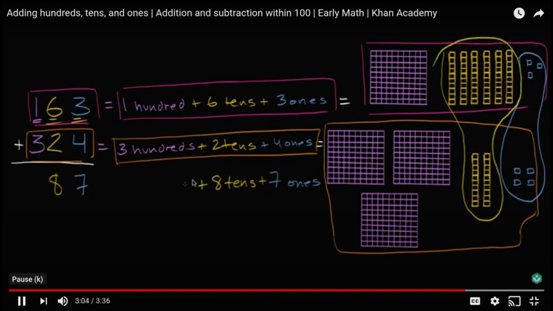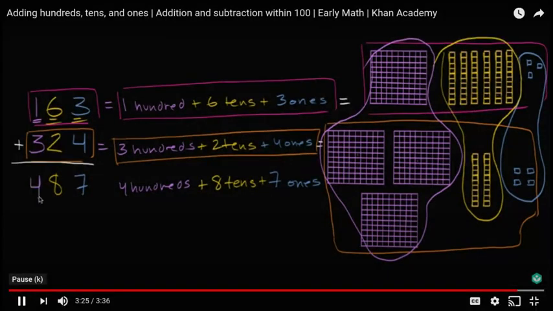And then finally, we have 100 plus another 3 hundreds. So that's going to be 4 hundreds. And you see them right over here: 1, 2, 3, 4. 4 hundreds. You circle all of these. 100 plus 300 is 400. So 163 plus 324 is 487. 4 hundreds, 8 tens, and 7 ones.